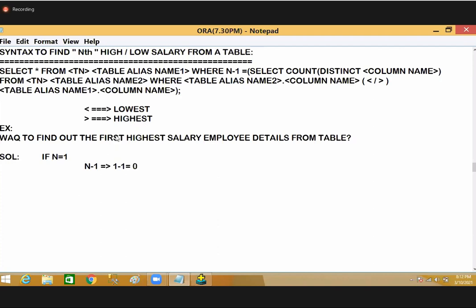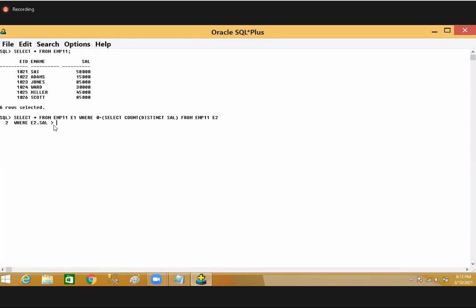So now what are we finding? We are finding the highest salary. That's why I'm using greater than, and E1 dot salary. Close the inner query and execute. So the first highest salary employees, how many people are getting the first highest salary? Those employees' information we got.